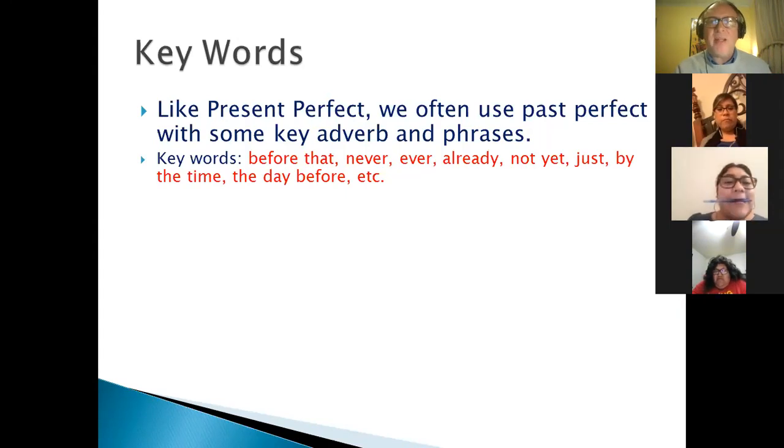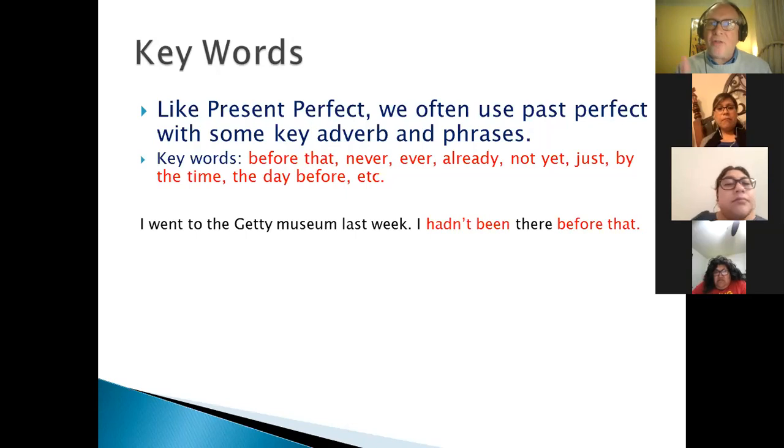Let me show you some examples. I went to the Getty Museum last week. I hadn't been there before that. Two actions, right? Last week, before that. I'm comparing last week and before last week.